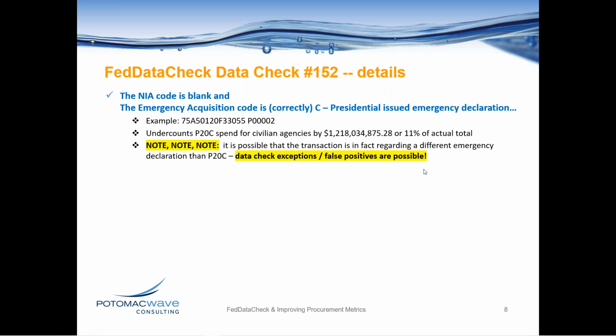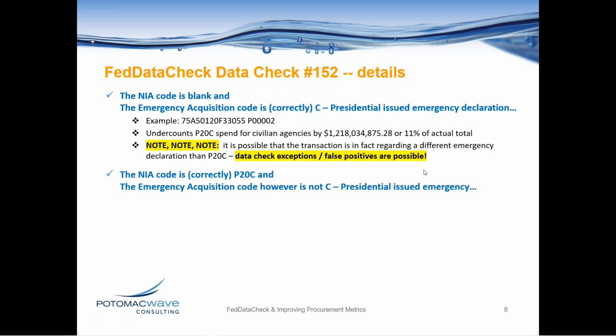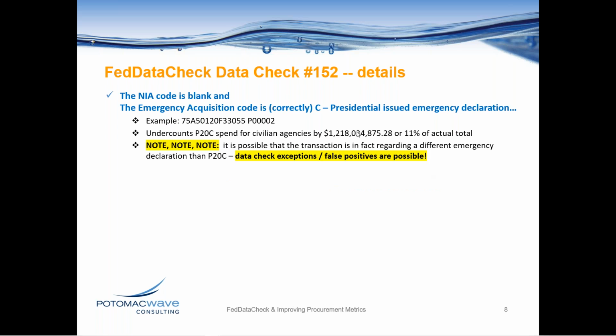And this is the big one. I'll specify that we're looking between the dates that COVID-19 is active, so 3/13/2020. So it's signed between 3/13/2020 and 07/1/2020, and it's got that C in the emergency acquisition code, but the person left the NIA code blank. And this is about $1 billion if you look at civilian agencies where this pattern holds. And we're going to look at some examples.